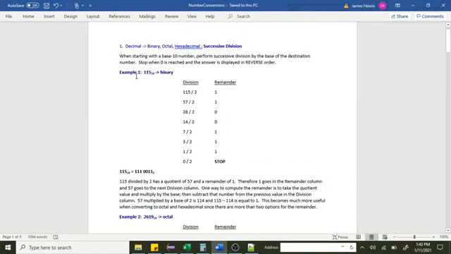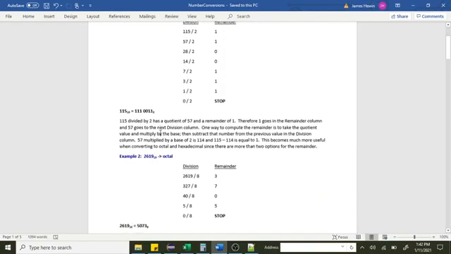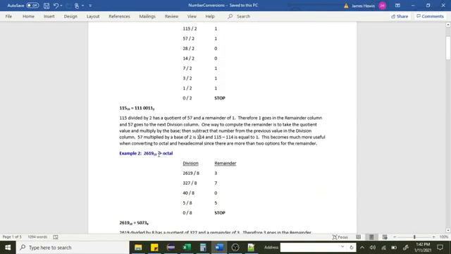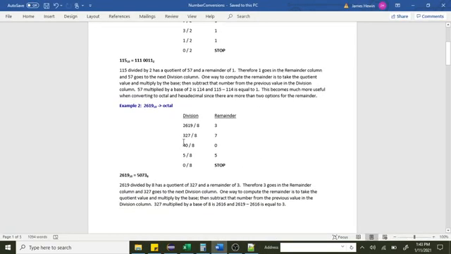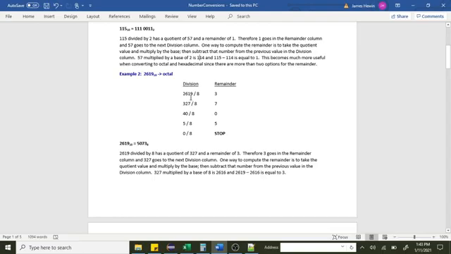This time I've chosen a different base 10 number. This is 2619, and we're going from decimal to octal, which is base 8. It's the same algorithm. We take our number, 2619. This time we're not dividing by 2, we're dividing by 8, because we're going to the octal number system. And this is where calculating the remainder will become more apparent.